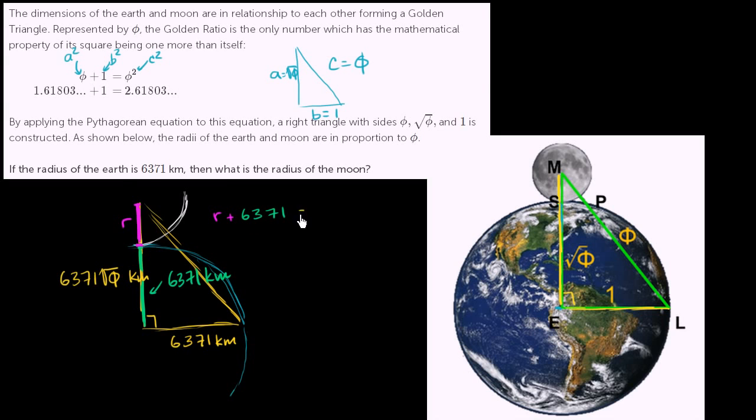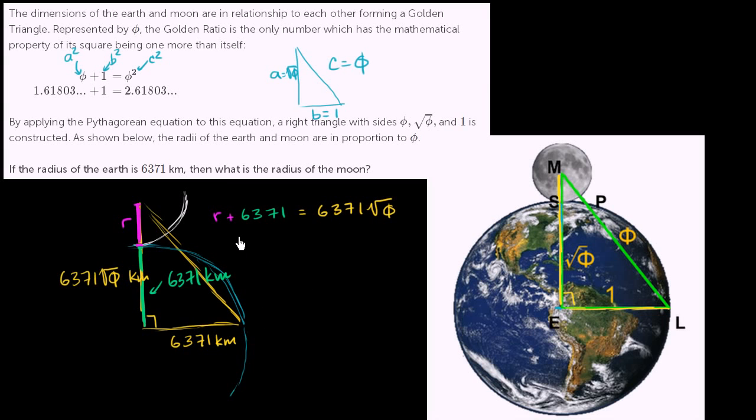And we can write the combined radii as 6,371 times the square root of phi. Once again, the combined radii is square root of phi times the length of the Earth's radius. So here we just have it in terms of Earth radii. Here we have it in terms of kilometers. This is the Earth's radius. You multiply that times square root of phi, you get the combined radius.